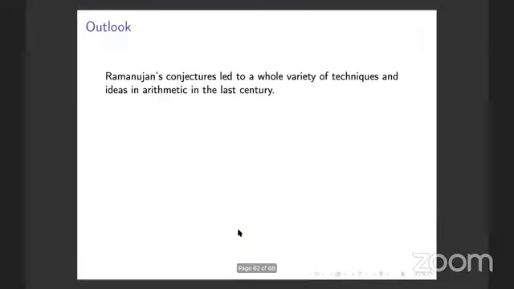Okay, so let me close this by saying that we saw those conjectures of Ramanujan, which he started by working with this tau function: the multiplicativity of the tau function, the behavior of the tau function on powers of prime numbers, and also the tau function on primes. What are the values of the tau function on primes? And these conjectures have led to a whole variety of techniques and ideas in number theory, in arithmetic, in the last century, for 100 years.